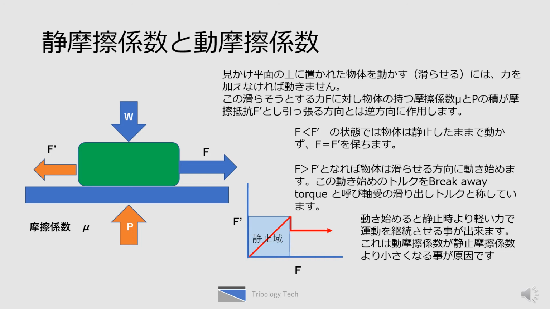This torque at the beginning of movement is called the breakaway torque, and is called the sliding torque of the bearing. When you start moving, you can continue the movement with a lighter force than at rest. This is due to the fact that the dynamic friction coefficient is less than the static friction coefficient.